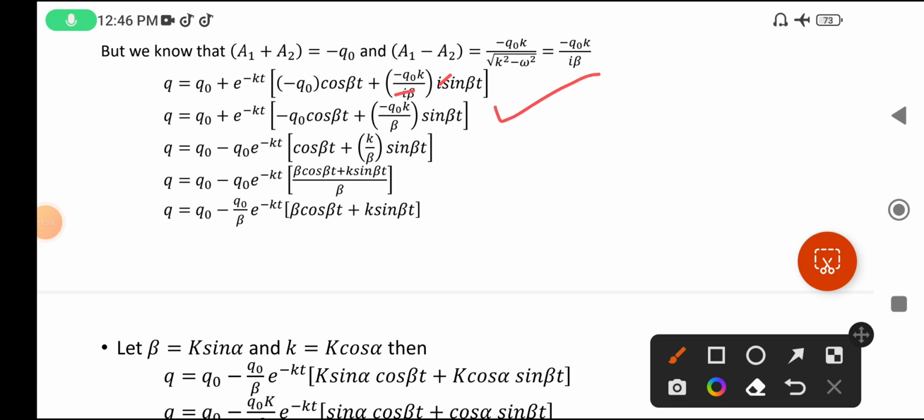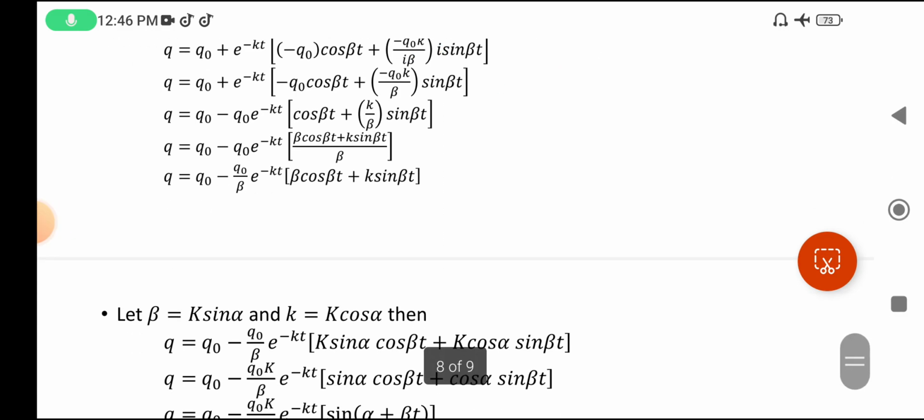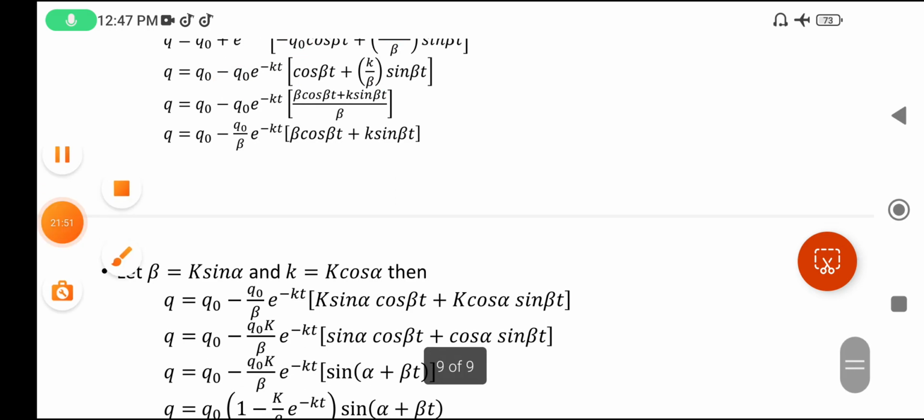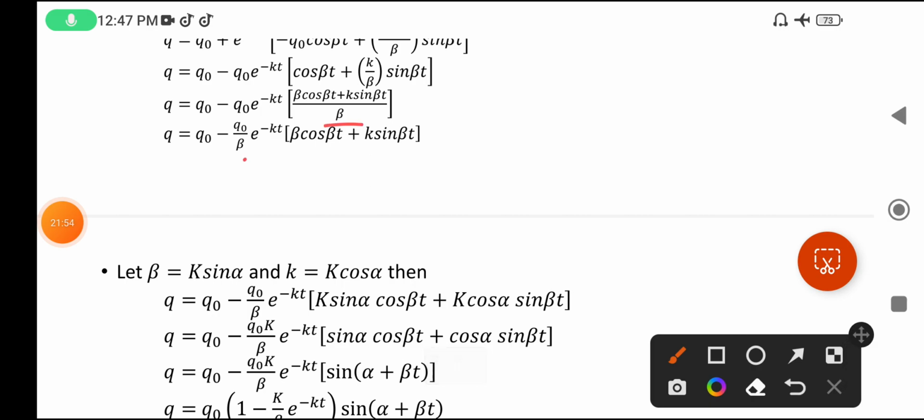Then this one, now take the common factor. Common factors are minus q naught and minus q naught, so minus q naught is taken outside. Now take LCM beta. So beta is written outside as common. Then this equation.